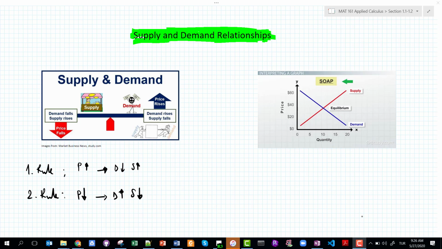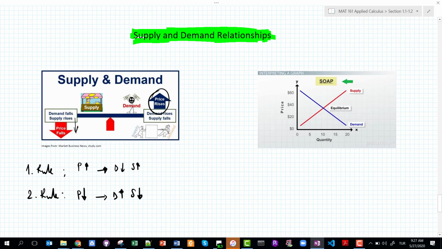Economists have studied the supply and demand relationship for years, and we can summarize what they found in this small picture, guys. If you look at the right-hand side, if the price rises, on the other side the demand will fall and the supply will rise. We can summarize this as our first rule.